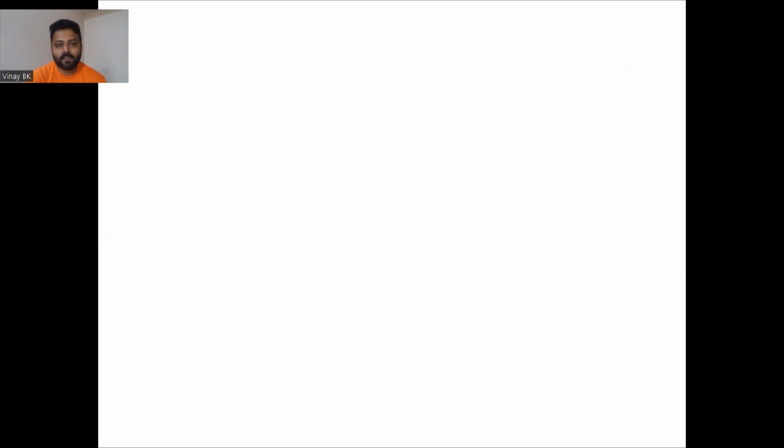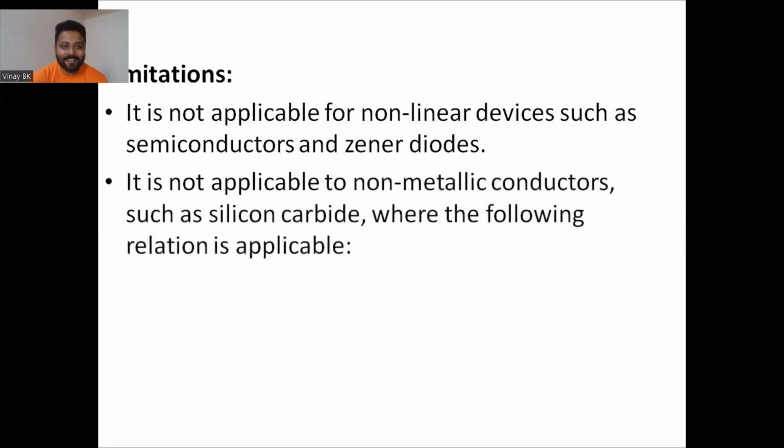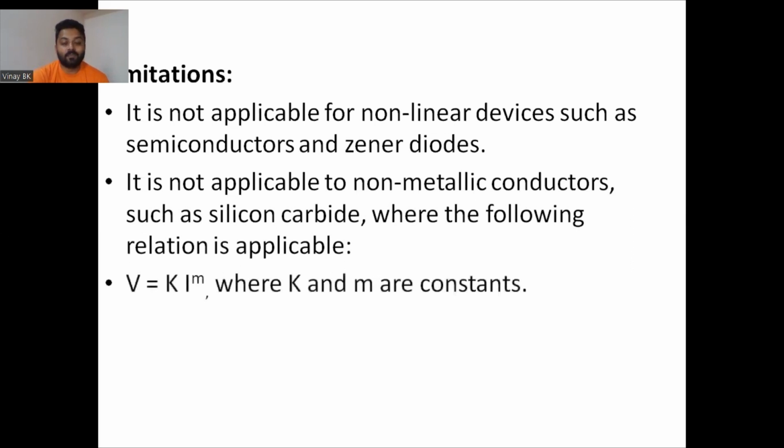Okay. So you can see the limitations of Ohm's law. It is not applicable for nonlinear devices. So what are nonlinear devices? Such as semiconductor devices and zener diodes. And also it is not applicable to non-metallic conductors. Again, what are non-metallic conductors? Like silicon carbide, where the following relation is applicable: V equals K into I to the power M, where K and M are constants.